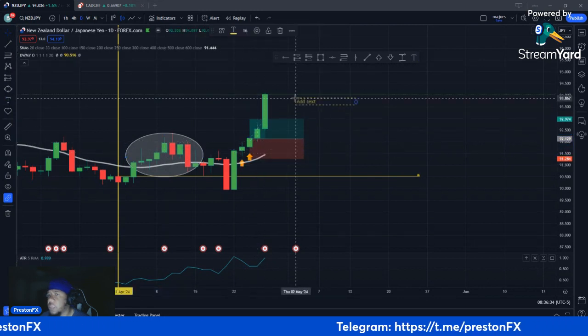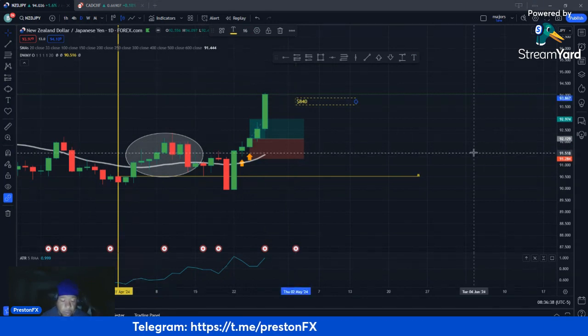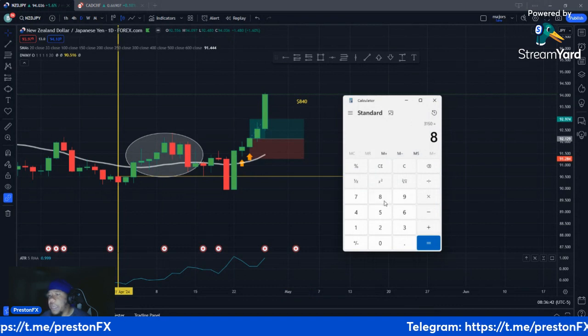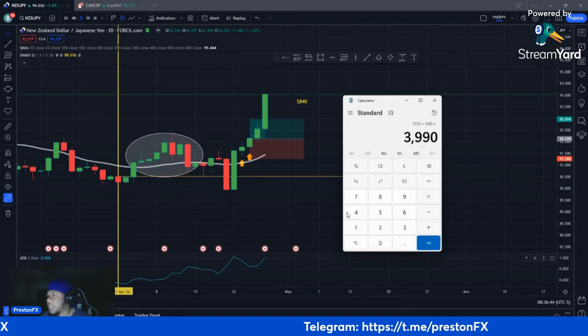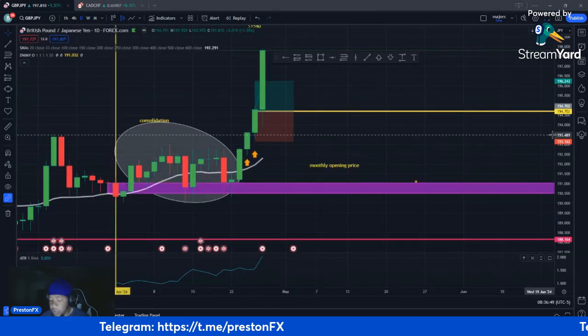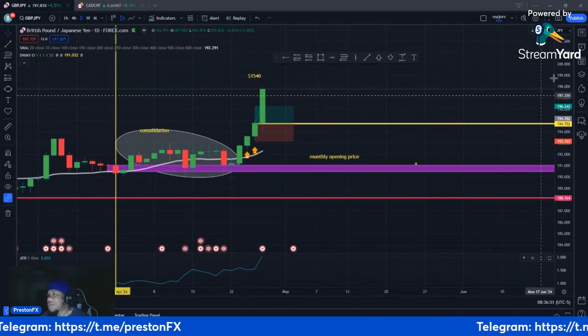So we look at another 840. Let's add it to our pot plus 840. So we're sitting at 39.90. All right. Look at that.